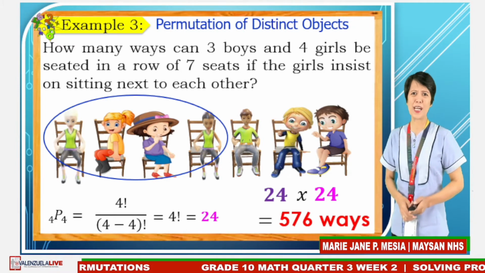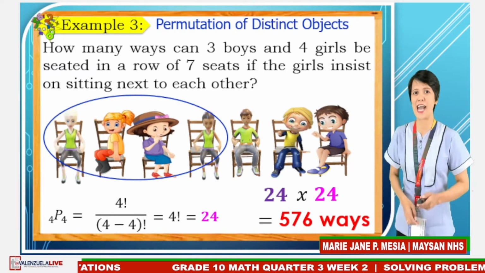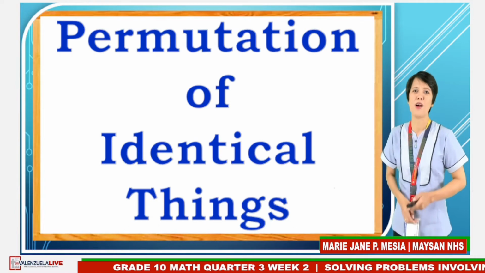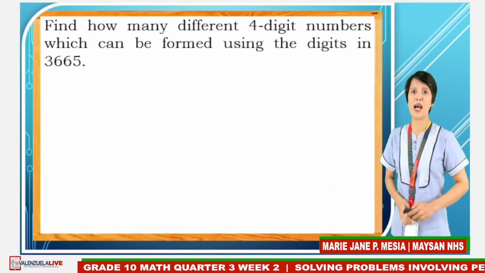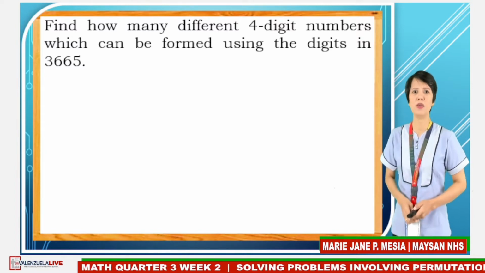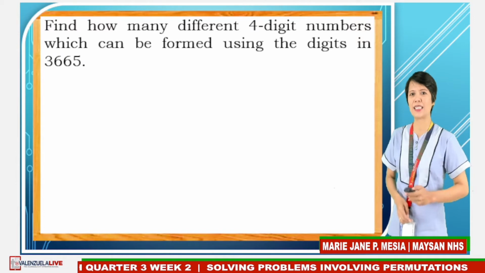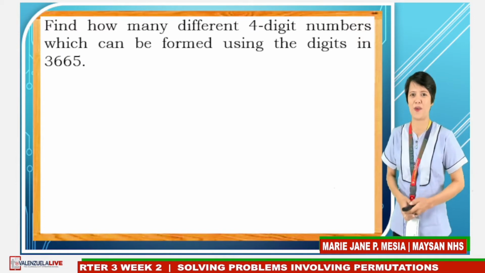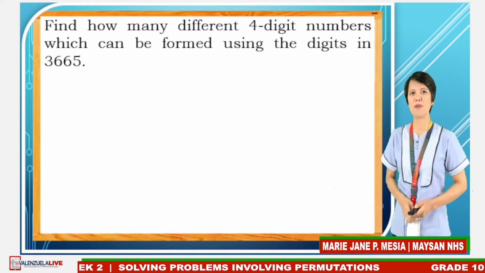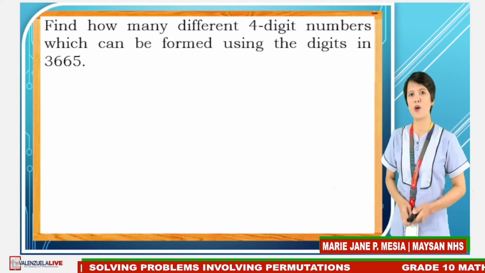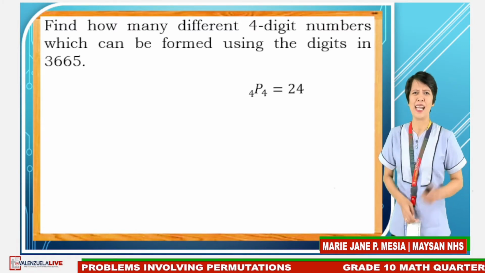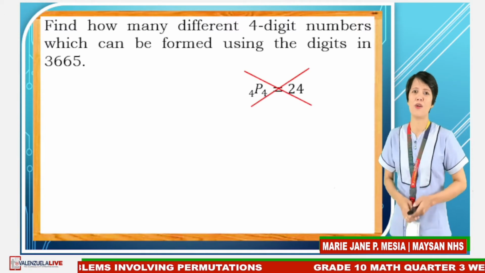Now, consider another instance when you are asked to arrange identical objects or things. For example, find how many different 4-digit numbers can be formed using the digits in 3665. If all the digits are distinct, you should be able to find 4 permute 4 is equal to 24. But since the digits are not distinct, it is not enough to use the first formula.